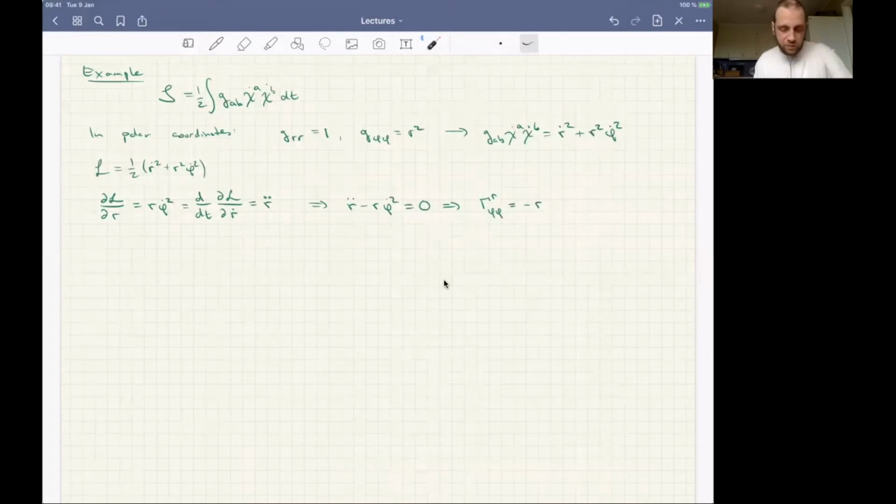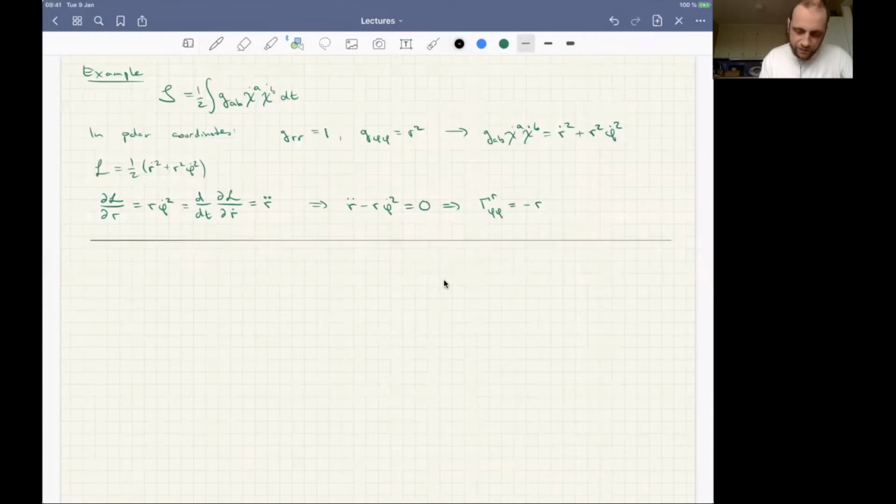And we can do the corresponding thing for the phi components. Any questions on that?